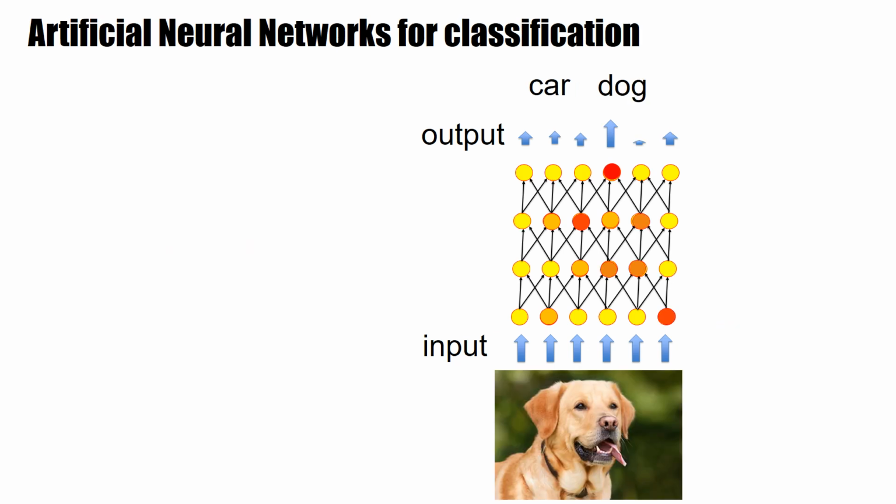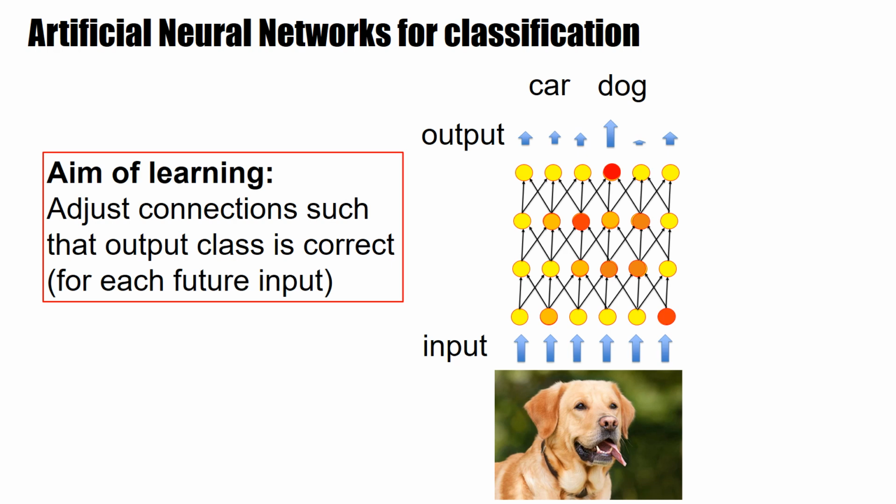Instead of a car, you can use another image. And in this case, you want the network to say, well, this input image is actually a dog. So the aim of learning is that you adjust the connections, the weights of this network such that the output class is always correctly predicted by the neural network for each input, for each future input. So we adjust the weights during learning, during training of a neural network, so that the network does what we want on future input. And that's the aim of learning.